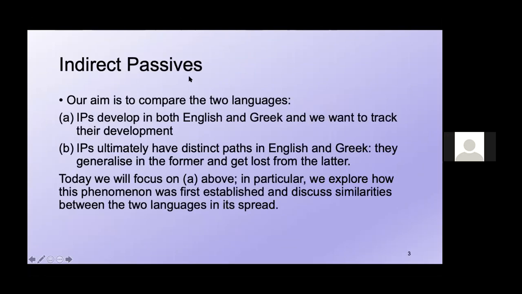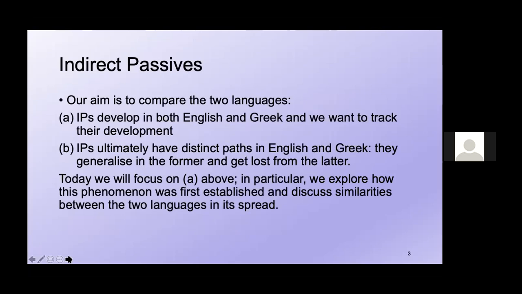As I was saying, our aim is to compare the two languages. Indirect passives develop in both English and Greek, and we want to track their development. And ultimately, they have distinct paths in English and Greek. They generalize in the former, but they get lost from the latter.